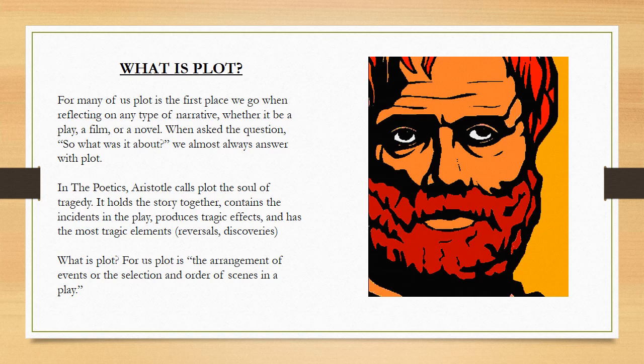For us, plot's very simple: the arrangement of the events or the selection and order of scenes in a play. So when we're talking about plot, it's the scenes that we choose to include in our storytelling, in our play, and the order of the scenes that we choose to include. A story is much larger than plot. Plot is a very specific ordering of things, or an arrangement is another way to think about it.